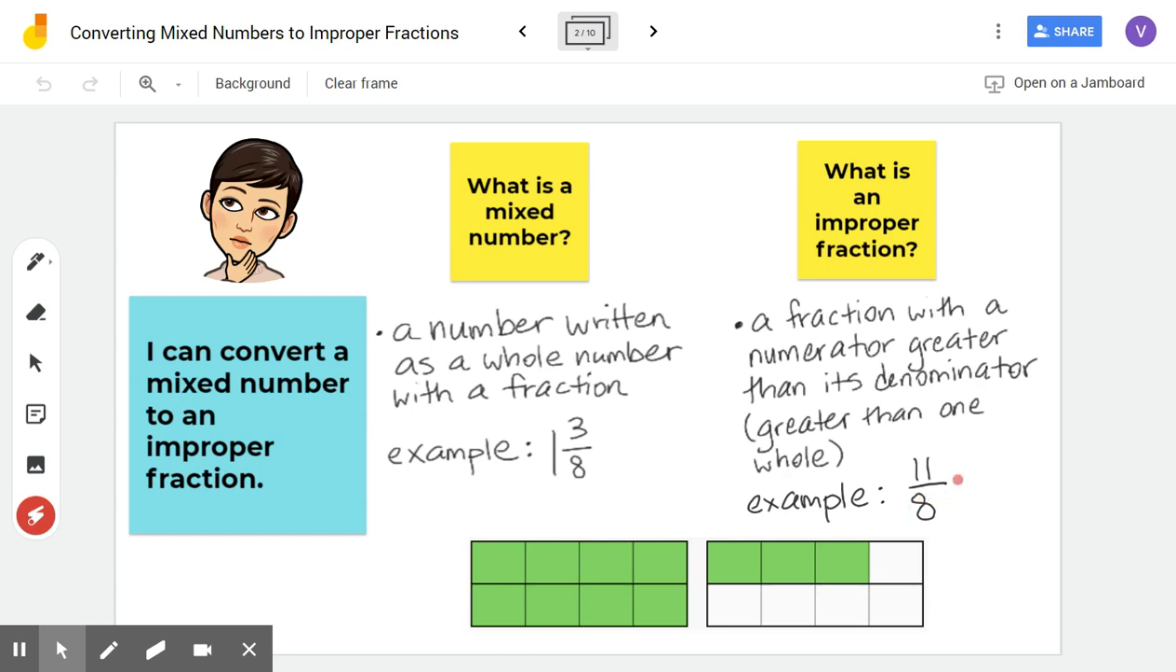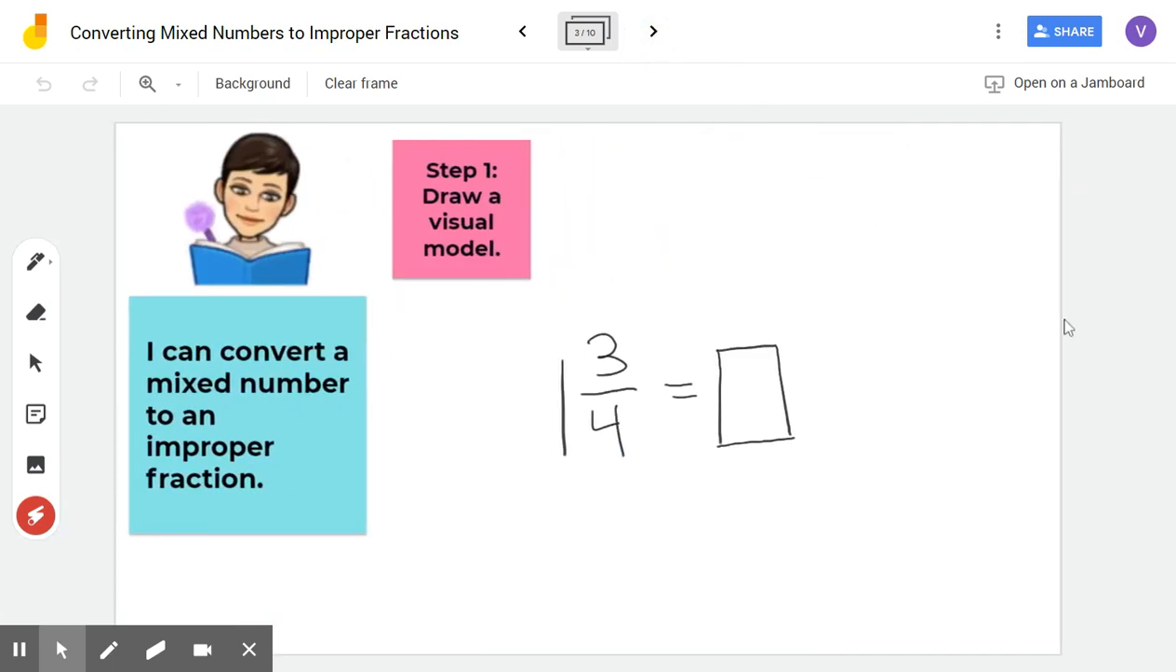And you can see that because 11/8, if you count up your 8s in this visual model, you have 11 of them. 1, 2, 3, 4, 5, 6, 7, 8, 9, 10, 11 8s is the exact same quantity as 1 and 3/8. So going back and forth between mixed numbers and improper fractions is one of those very important fourth grade skills. So let's look at how you do that, okay?